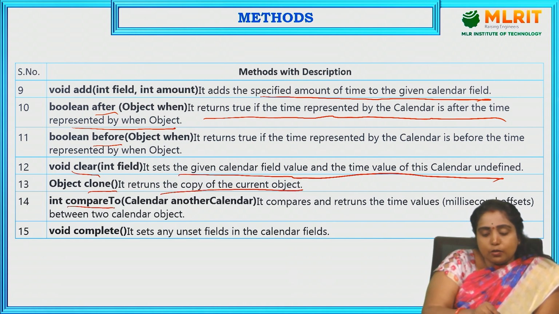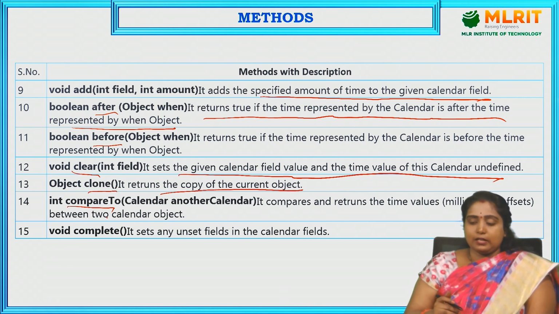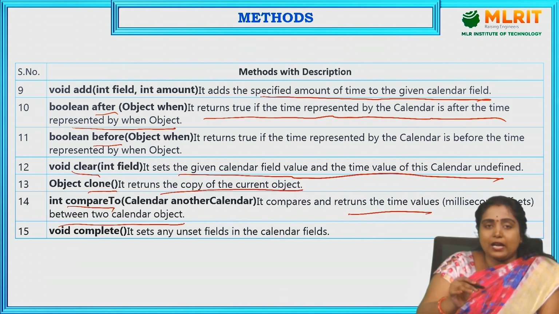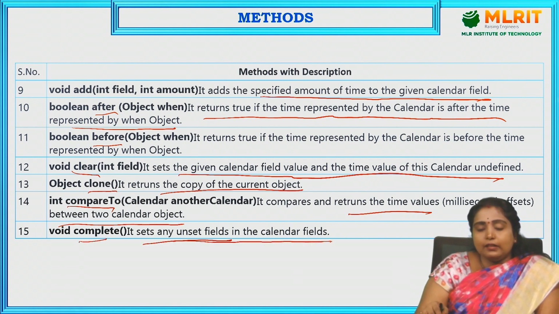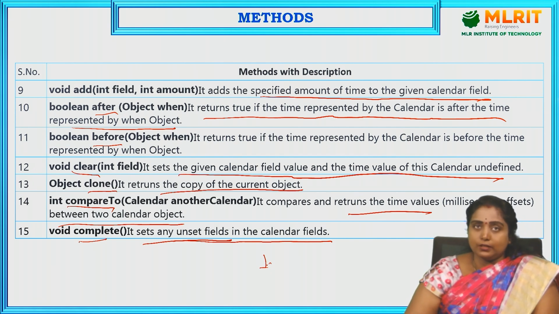And compareTo compares one calendar with another calendar, and it returns the comparison of the time values of the two calendar objects. And complete sets any unset fields in the calendar. So these are some methods. There are many more methods of the Calendar class.